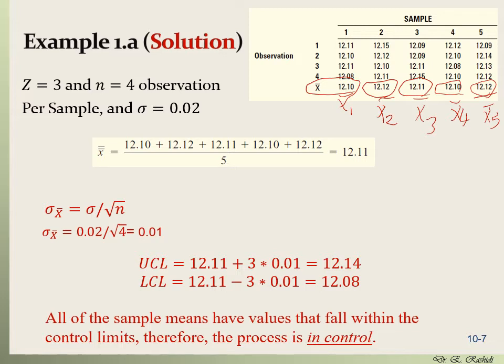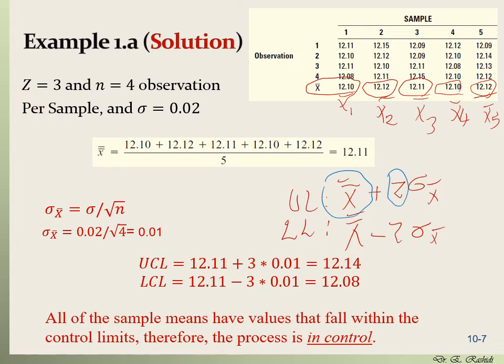So the formula for the X bar chart, for the upper control limit, is X bar bar, the grand average, plus Z multiplied by sigma of X bar. And for the lower limit, it's X bar bar, the grand average, minus Z multiplied by sigma of X bar. So what we need to do here is compute X bar bar. We know that Z is 3, that's given from the problem, and we need to compute sigma of X bar. So let's go ahead and compute X bar bar.